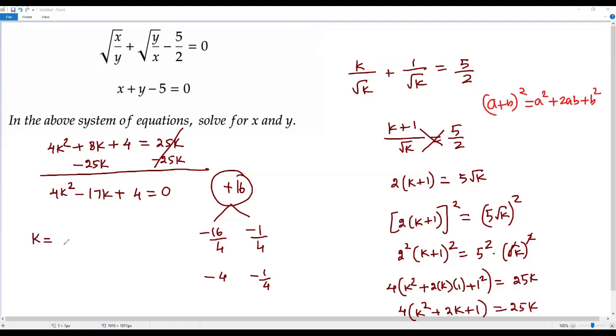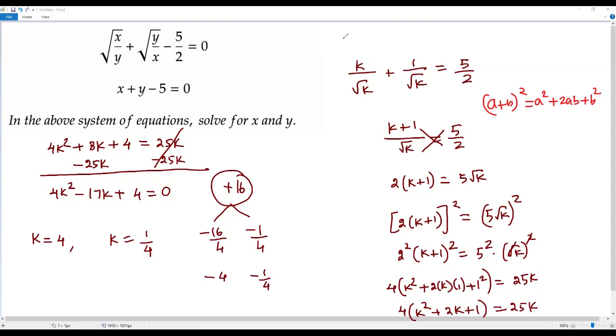Now to get the first value of k, I have to change the sign of the first factor. It's already negative. If I change the sign, it will be positive. So the first value of k in this quadratic equation is 4. And now to get the second value of k, I have to change the sign of the second factor. It's negative. When I change the sign, it will be positive, that is 1/4. Okay, I got two values for k. One is k equals to 4 and the other one is k equals to 1/4.